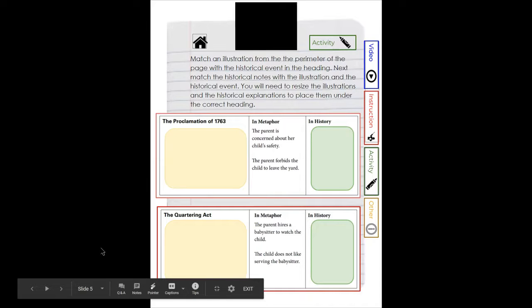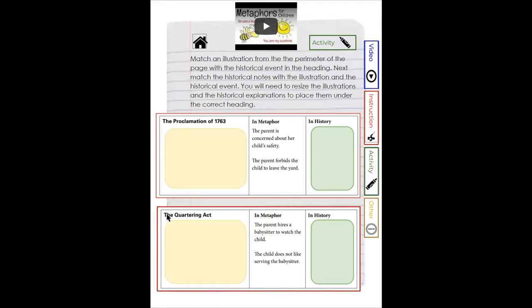All right, on your first activity page in this lesson, you are looking at the Proclamation of 1763 and the Quartering Act. These are your two headings right here on the left side of the page. You need to match an illustration from the perimeter of the page with the historical event in the heading. Next, match the historical notes with the illustration and the historical event. You will need to resize the illustrations and the historical notes to place them under the correct heading.